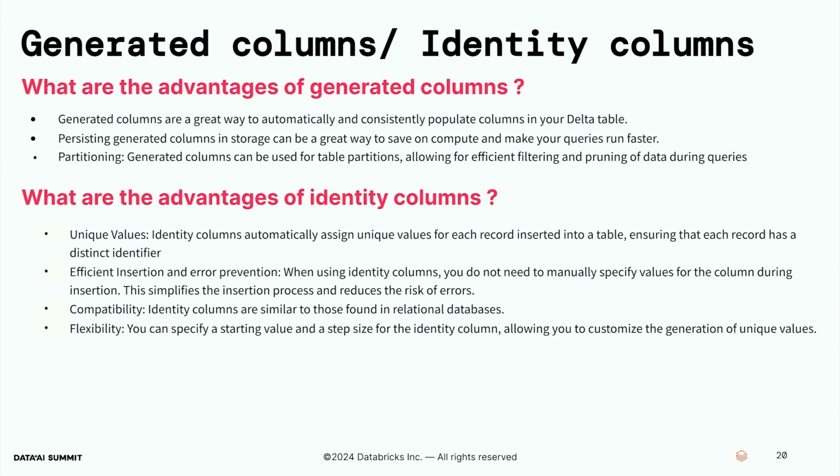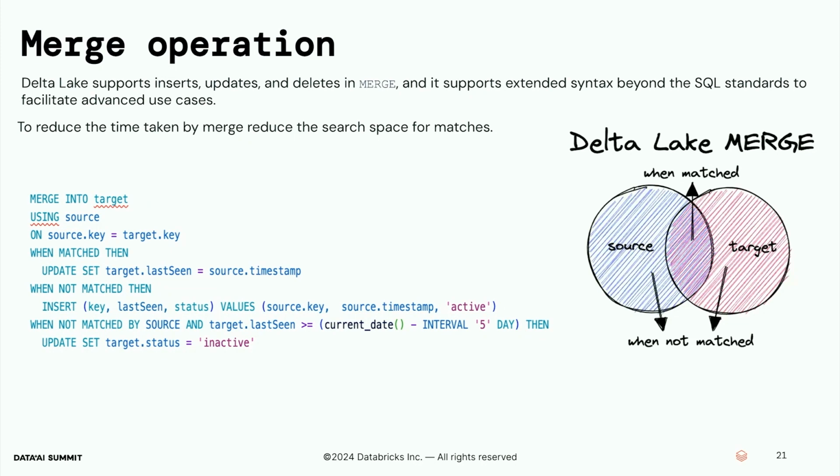And what about identity columns? You can use this as a unique identifier to make sure that you don't have data redundancy. You can also make sure that you have efficient insertion and error prevention by not adding duplicate keys that may end up breaking your pipeline. But they also offer compatibility, because identity columns are similar to the ones you can find in relational databases. And flexibility, because as I did mention, I started my identity column at 0 and I did increments by 1. You can change this step to 2, 3, or 4. So you have flexibility.